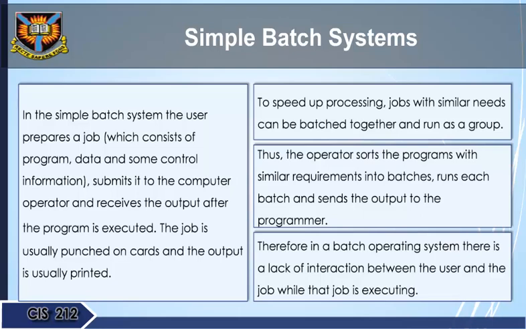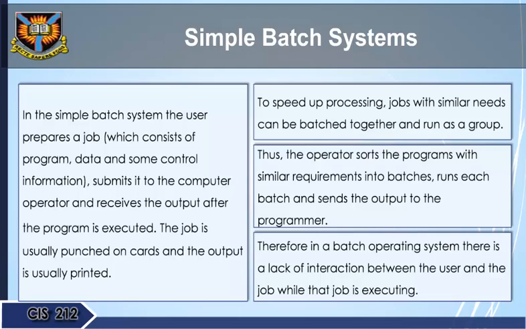Simple batch systems. In the simple batch system, the user prepares a job which consists of program, data, and some control information, submits it to the computer operator, and receives the output after the program is executed. The job is usually punched on cards, and the output is usually printed. To speed up processing, jobs with similar needs can be batched together and run as a group. Thus, the operator sorts the programs with similar requirements into batches, runs each batch, and sends the output to the programmer.